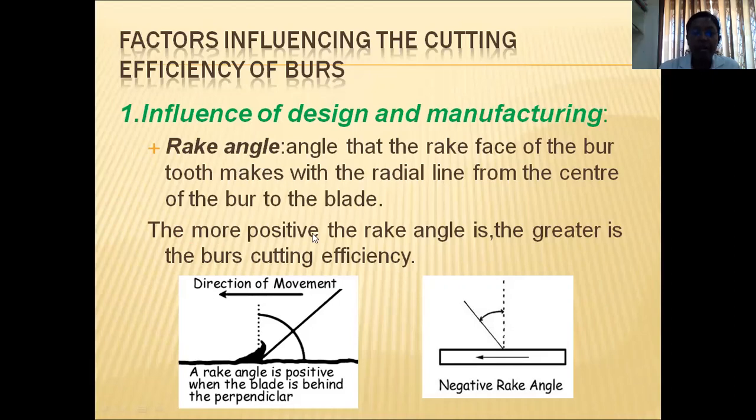The first parameter is the rake angle. Rake angle, as I've already explained, is the angle that is formed between the rake face and the radial line. The rake angle can be of three types: it can be zero, positive, or negative. When the rake face and the radial line coincide with each other, it is a zero rake angle. When the rake face lies outside the radial line, making an obtuse angle, it is called a positive rake angle. When the rake face is inside the radial line, making an acute angle, it is called a negative rake angle. A positive rake angle is important because it gives greater cutting efficiency for any dental burr.